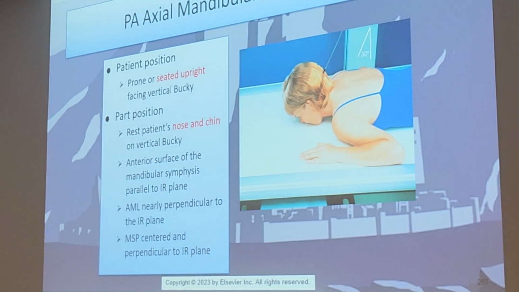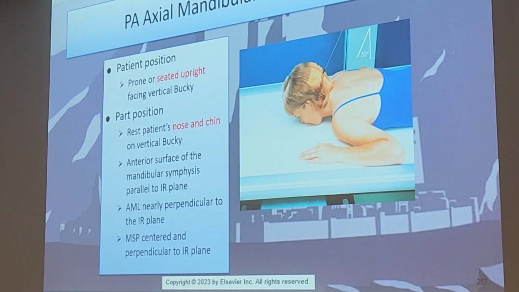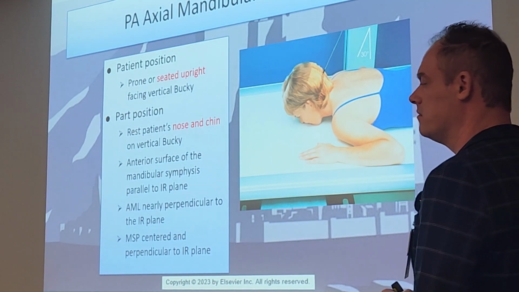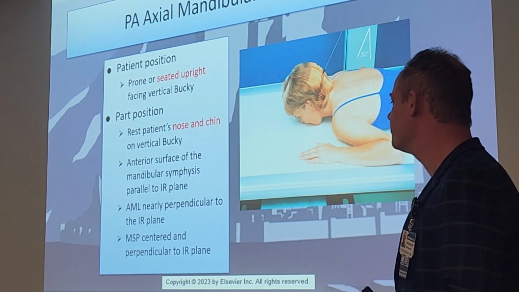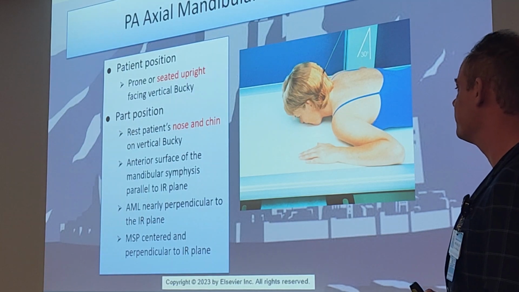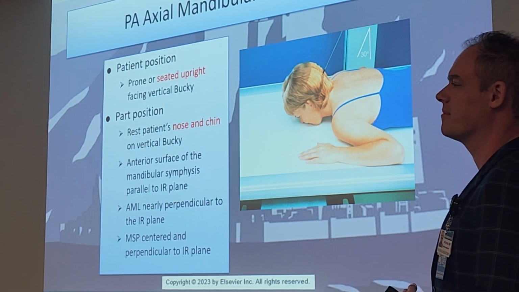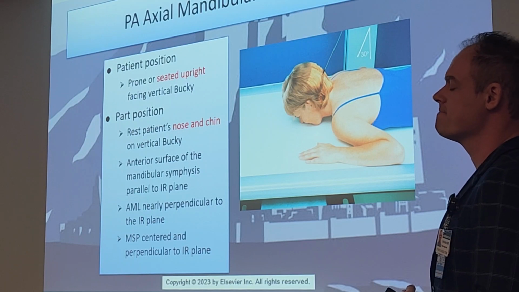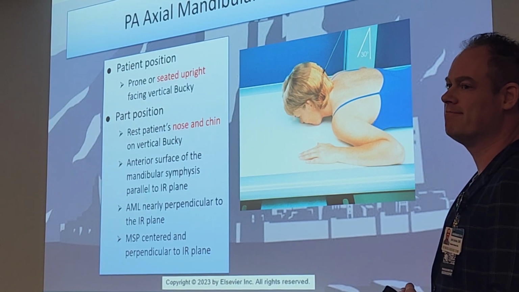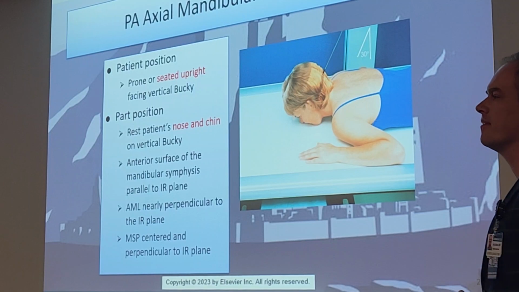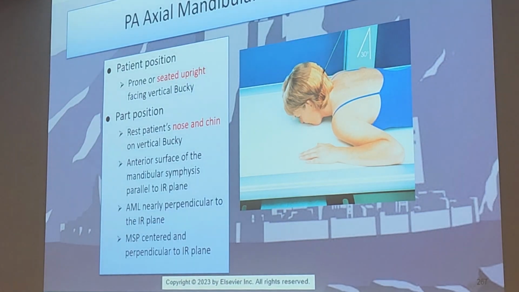Yes, Jay? Raise your hand. It says on vertical Bucky. I know that the picture has them prone. Is that because they're saying that the optimal way is to just have them upright? That's their subtle way of saying it, yeah, without directly saying it.